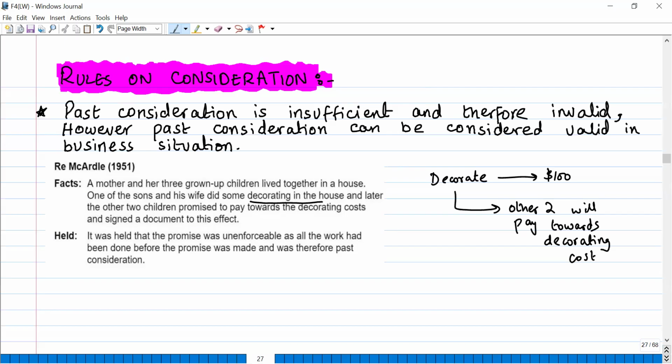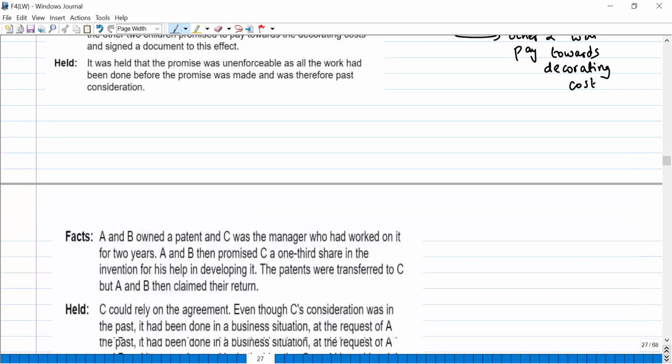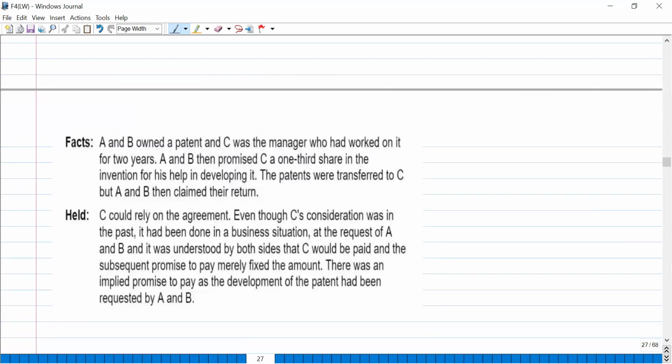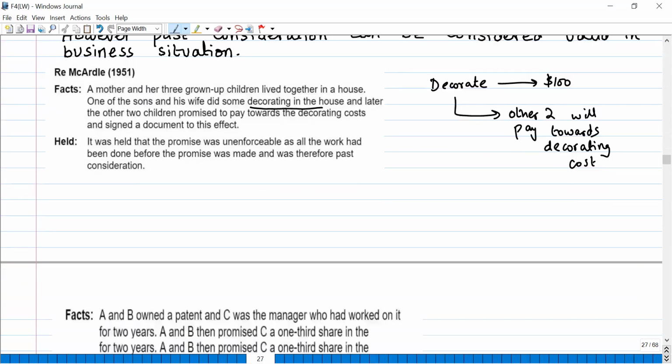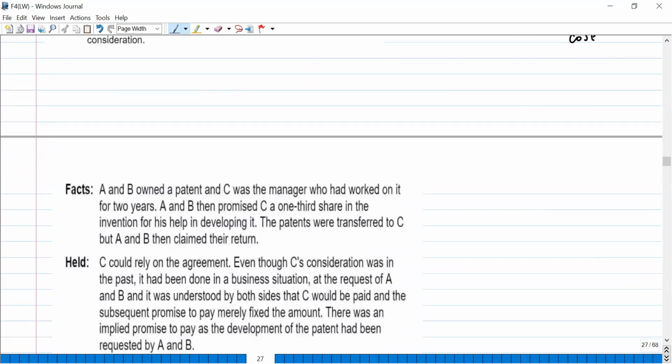Okay, consideration can be an act or promise by one party against the price paid by the other party. So it can be anything. But there's another point here. However, past consideration can be considered valid in a business situation. So in a business situation, past consideration can be held valid, but normally, generally, it is insufficient and therefore invalid.